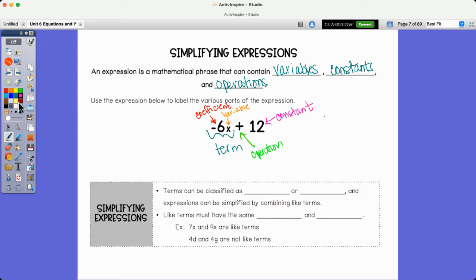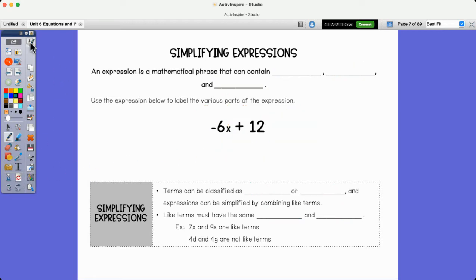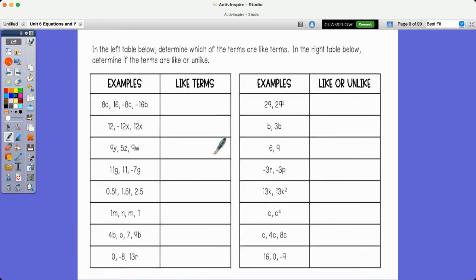Okay, so terms can be classified as like or unlike. And expressions can be simplified by combining like terms. This is what we did yesterday. Terms that are like terms must have the same variable and the same base. For example, 7x and 9x are like terms, and 4D and 3G are not like terms. This is going to be very similar to yesterday, so you should be great at this.